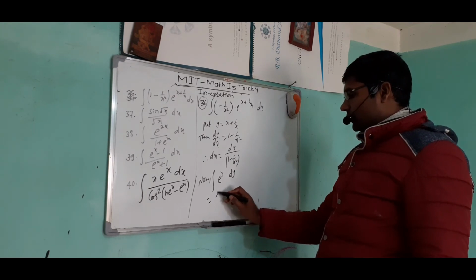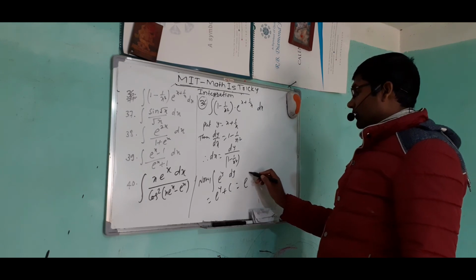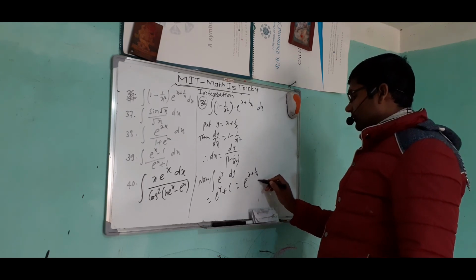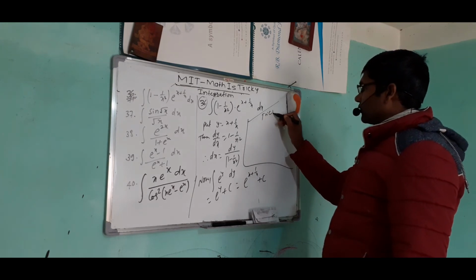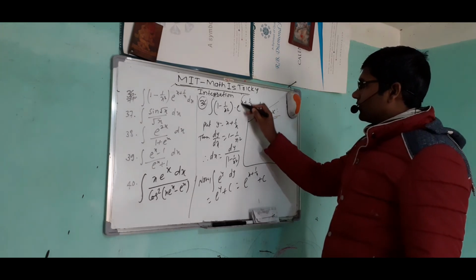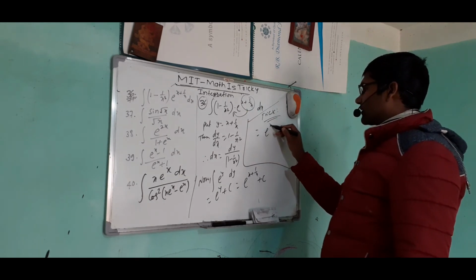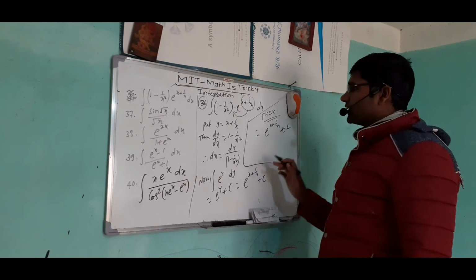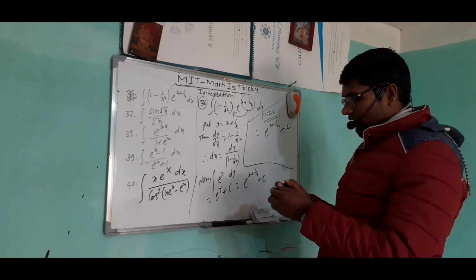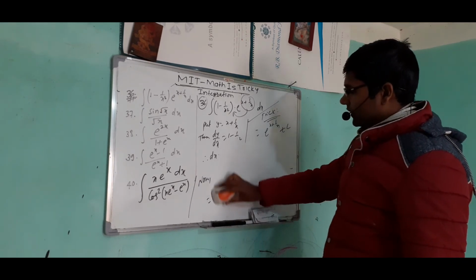So the answer will be e^y + c, that is e^x + 1/x + c is your answer. By the trick also you can solve this. Always see the derivative of this is given here, so you can directly write e^x + 1/x + c. Okay, in case of an exponential function you have to take care to see the power of the exponential function.